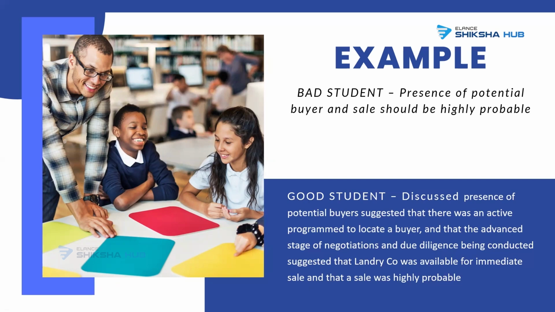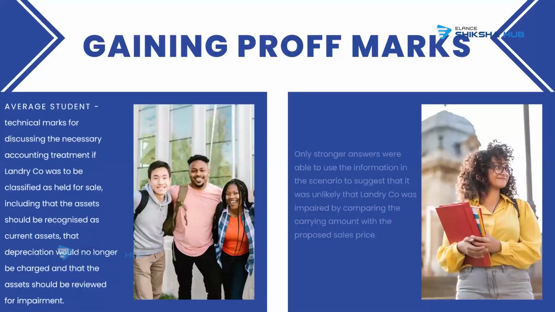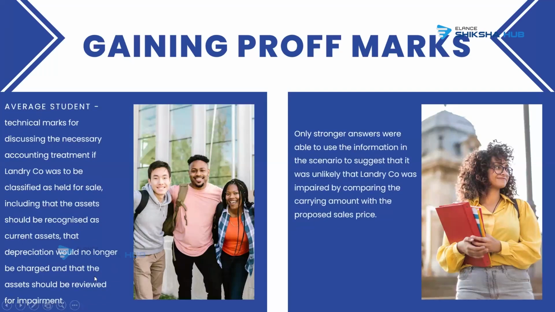That is where I will be getting professional marks, and that is where you will go from an average student to a good student. Okay. Now, gaining professional marks, as I told you: if you are only writing about the accounting treatment, held for sale, that it should be recognized as a current asset, depreciation would no longer be charged, you will be scoring only the technical marks. If you relate it to the case, how will you get professional marks? When you actually do something special.